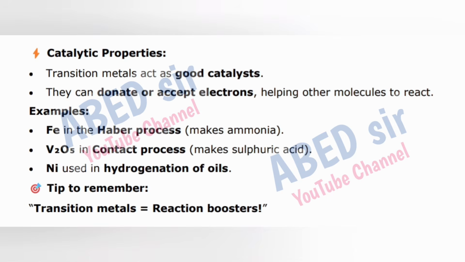Catalytic properties. Transition metals act as good catalysts. They can donate or accept electrons, helping other molecules to react. Examples: Fe in the Haber process makes ammonia. V2O5 in the contact process makes sulfuric acid. Ni is used in hydrogenation of oils. Tip to remember: transition metals is equal to reaction boosters.